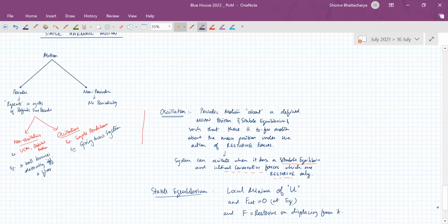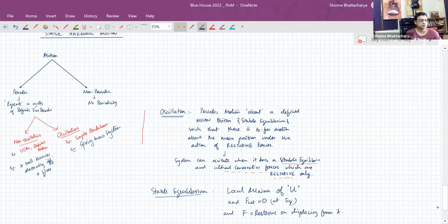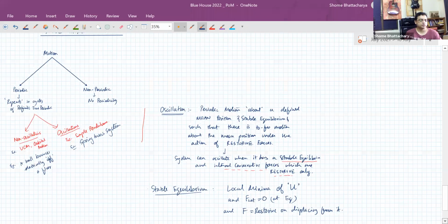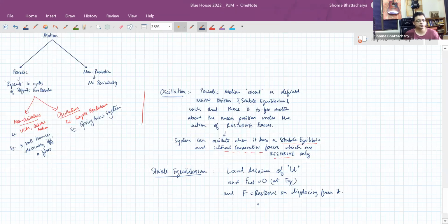Sir, what does local minima mean? Local minimum, beta. The potential energy is minimum at the stable equilibrium position. Remember, for the spring mass system, it's the position where your spring is at natural length. For the pendulum, it is the position at which the gravitational potential energy is minimum, so the lowest point of the pendulum. Okay, just keep these two standard examples in mind.